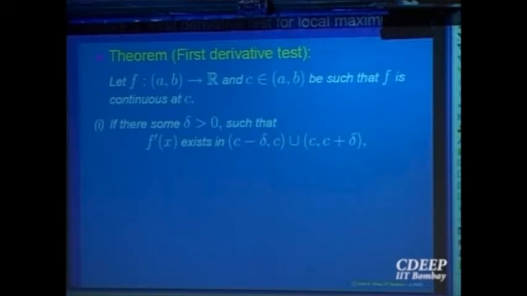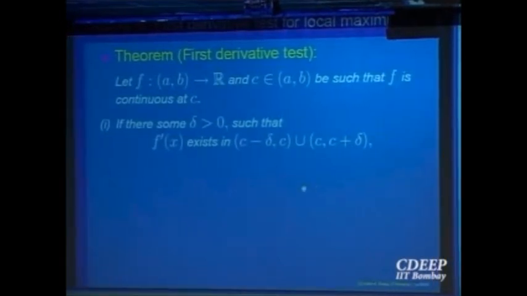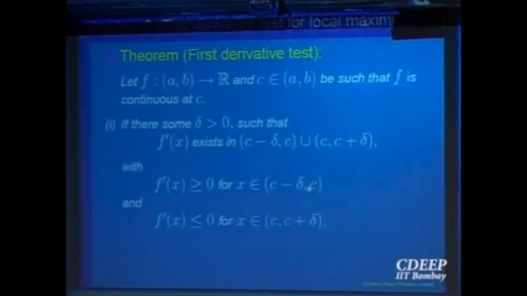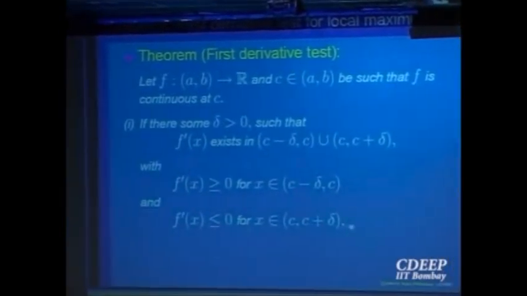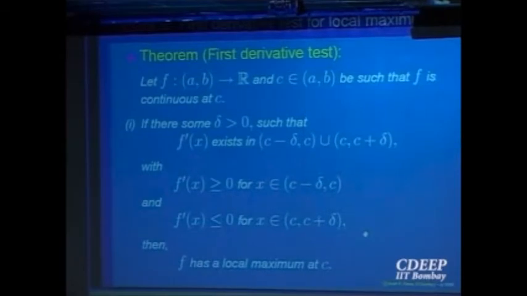So we want only the condition that f prime exists in an open interval on the left and on the right, and we want on the left f prime of x is bigger than or equal to 0, on the right it is less than or equal to 0. That will imply it is a point of local maximum. So f prime of x is bigger than or equal to 0 on the left, less than or equal to 0 on the right, and that implies it is a local maximum.